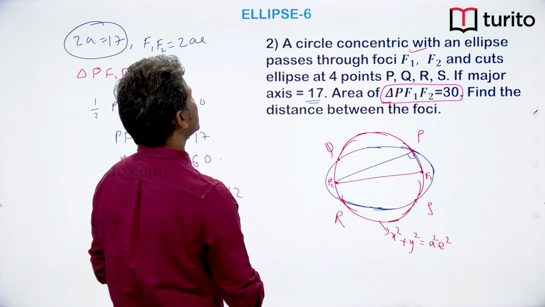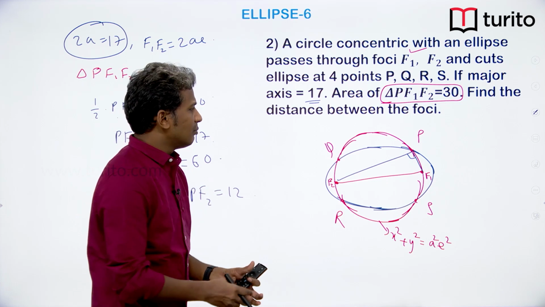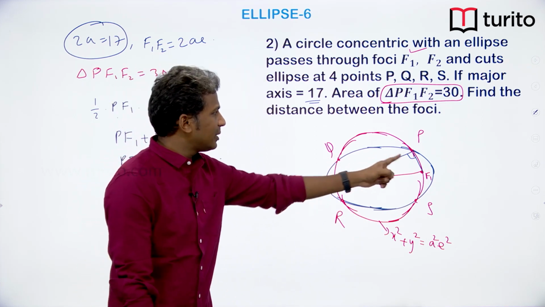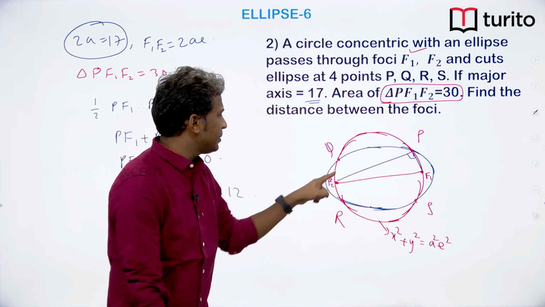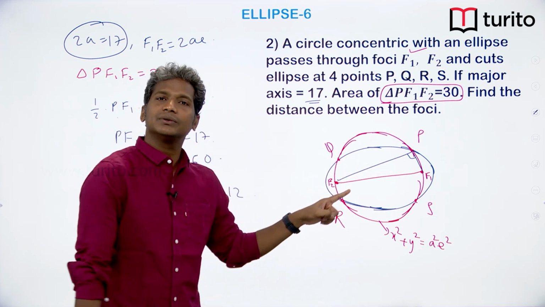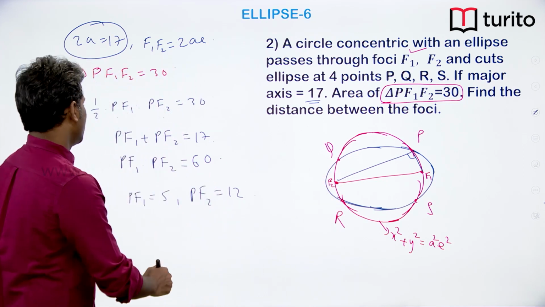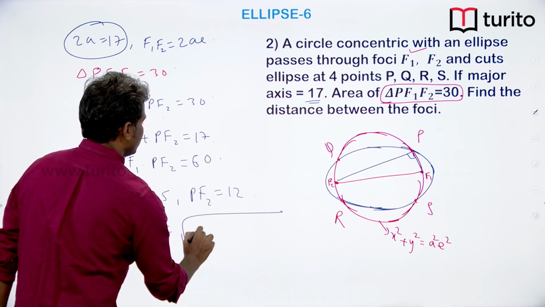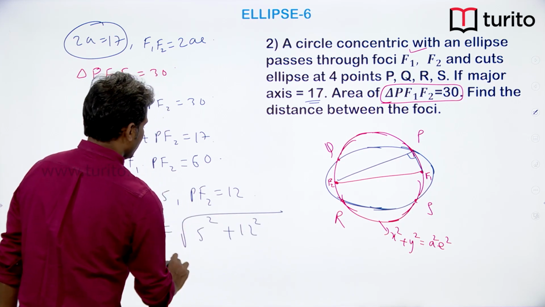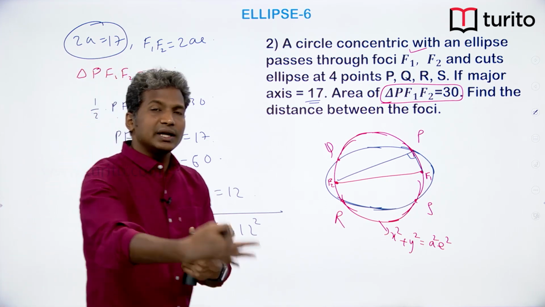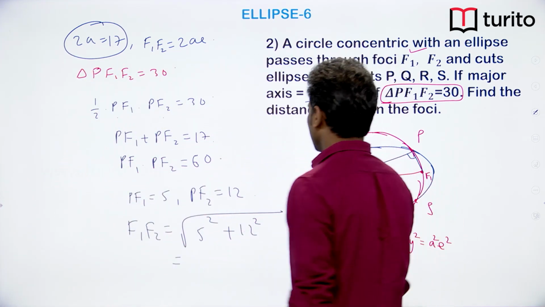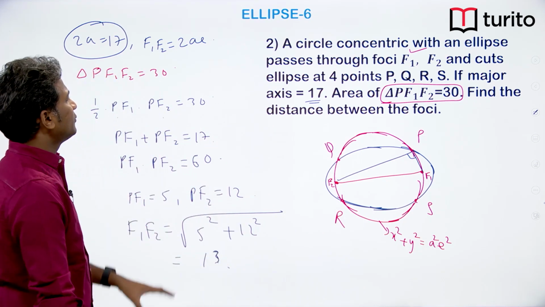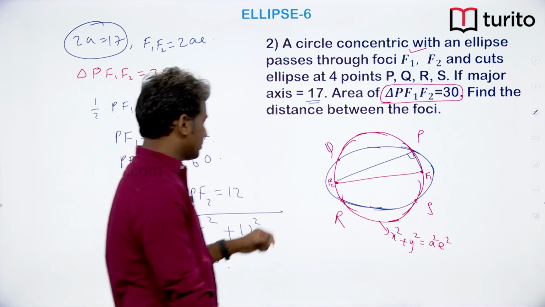We have to find the distance between the foci. Because this is already a right angle triangle, if we apply the Pythagoras theorem directly on PF1, PF2 and F1, F2, we can directly get F1, F2. So, we can say that F1, F2 is going to be root of 5 square plus 12 square. You know these numbers, 5, 12 and 13 are the Pythagoras triplets. So, you can say that this is going to be 13. Okay. So, the distance between the foci is going to be 13.